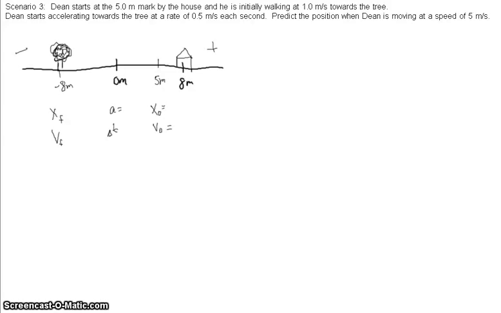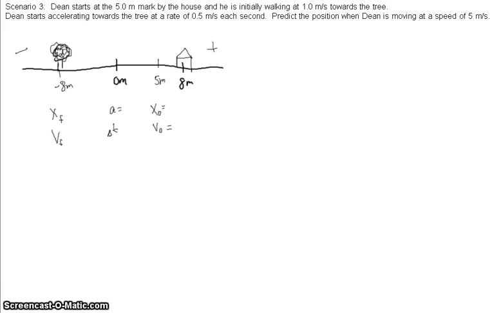Alright, scenario number 3. Dean is starting at the 5-meter mark by his house and is initially walking 1 meter per second towards the tree. Dean starts accelerating towards the tree at a rate of 0.5 meters per second each second. Predict the position when Dean is moving at a speed of 5 meters per second.